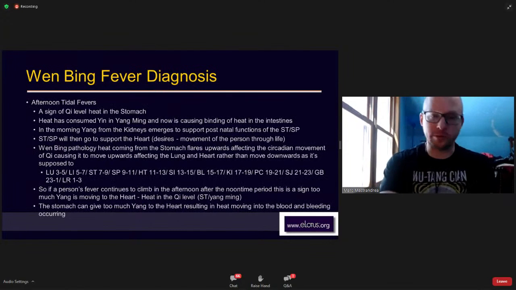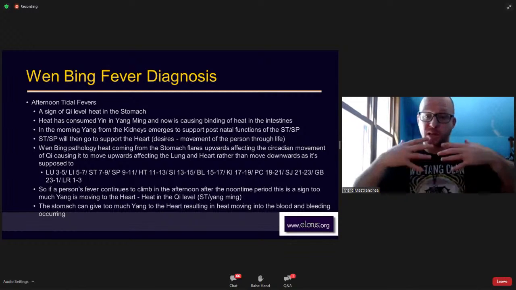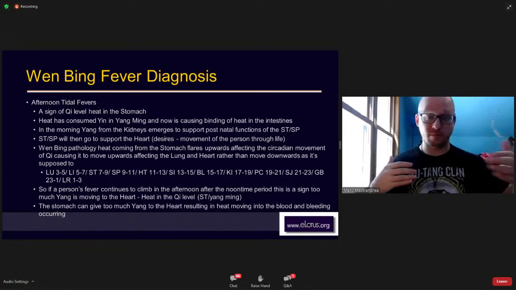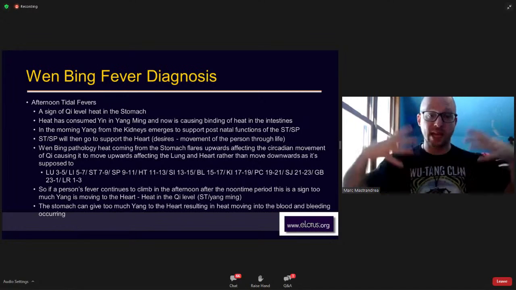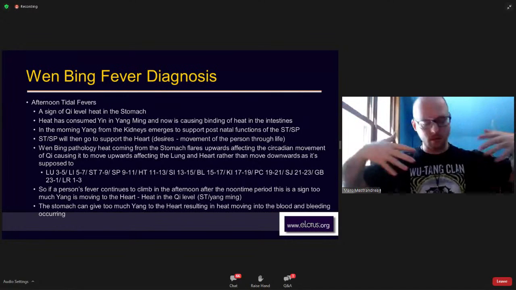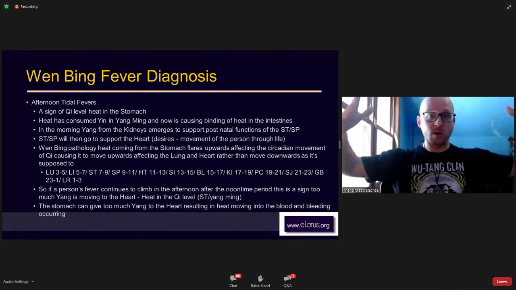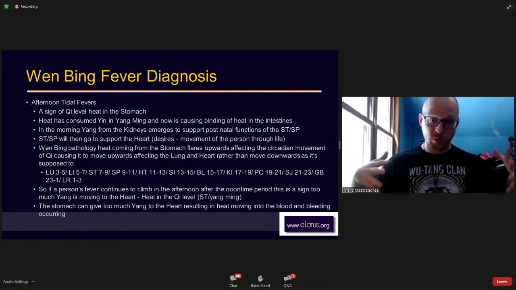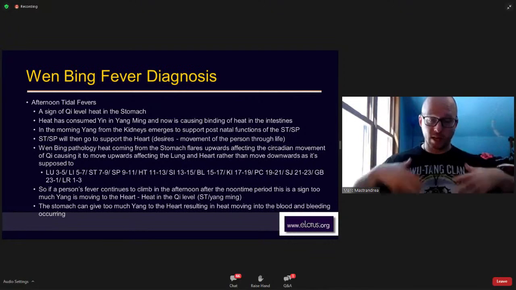Afternoon tidal fevers. This is the idea that heat that has been in the stomach for a while, in Yang Ming, has now consumed Yin. Yang Ming has been battling it, but it's been losing its Yin fluids. So now it can't maintain this full fever anymore, so it starts to become tidal, right? You start to get this heat that flares, but it can't keep going.